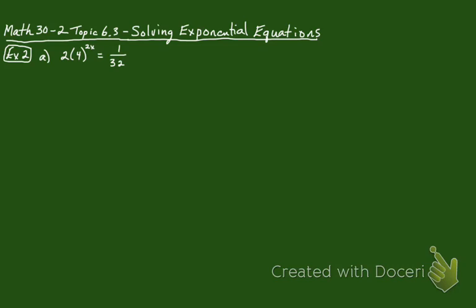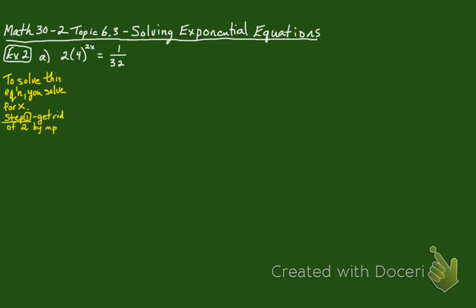Well, in this one, we have a base of 4 on the left side. If we can solve this, it would be easiest and best if we could write 1 over 32 to the base of 4 on the right side. Well, first thing we got to do is get rid of that 2 in front of it. To solve any equation, we have to solve for x.